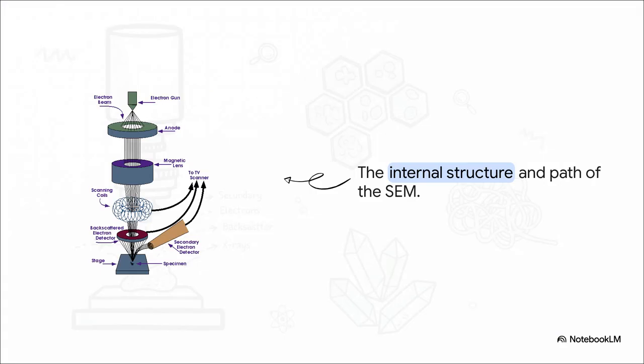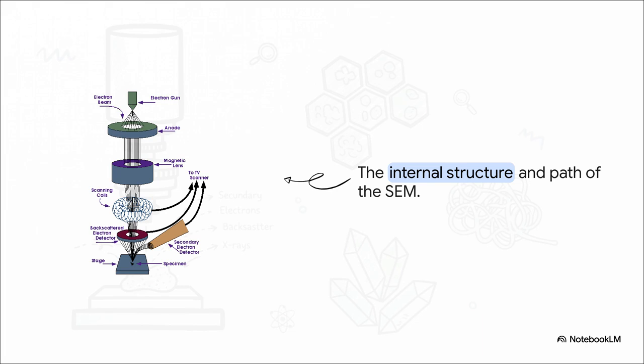So now that we know what we're looking for, where does our electron's journey actually start? Let's check out the physical machine. Starting way up at the top, we have the electron gun. This typically uses a tungsten filament to generate a beam of what we call primary electrons. These primary electrons get accelerated straight down a high vacuum tube using a massive jolt of voltage. We're talking around 20 kilovolts.